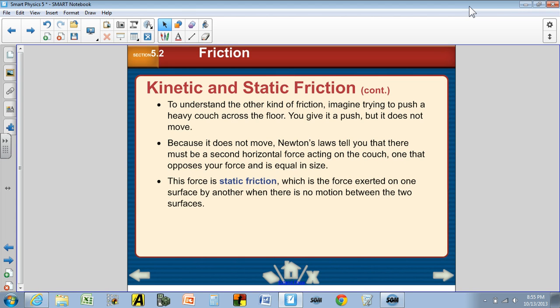To understand the other kind of friction, you have to imagine something that is not moving yet, and you're trying to get it to move. When you're not putting any force in there, there's nothing holding it in place. As you apply more and more force, it seems like there's something holding it in place. That's static friction. Static friction is a force exerted on another surface when there is no motion between the surfaces.